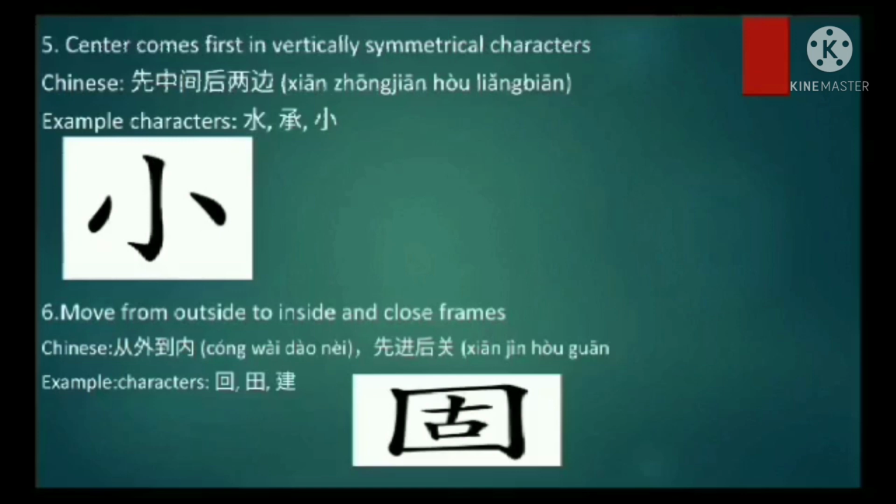Number 5, center comes first in the vertical symmetrical characters. Chinese, Xian zhongjian hou liang bian. And then the last part is move from outside to inside and close frames. Chinese, Xian wai hou nei, xian jin hou guan.